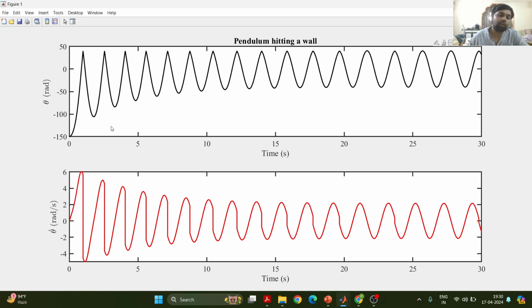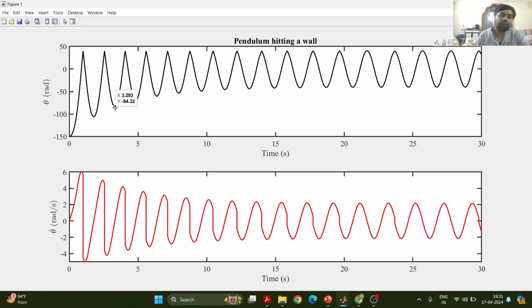With each subsequent bounce, now here it bounces back again from here, and then it again reaches a maximum angle of about 105.8 degrees, which is less than the initial angle. Likewise, with that maximum angle it will again reach that wall and hit it, and then again it will lose some energy in that collision.